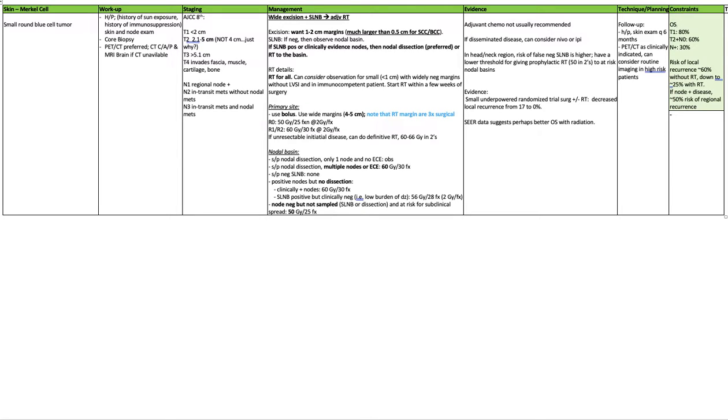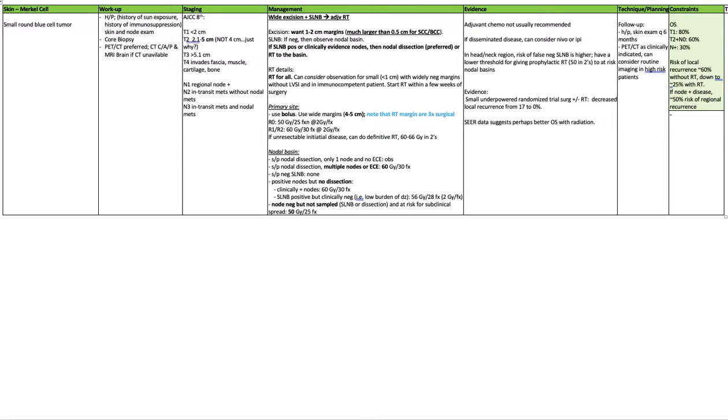For an R0 resection, you do 50 gray in 25 fractions at 2 gray a fraction. For an R1 or R2 resection, you do 60 gray in 30 fractions at 2 gray a fraction. If you have unresectable initial disease, you do definitive radiation, 60 to 66 gray at 2 gray a fraction.